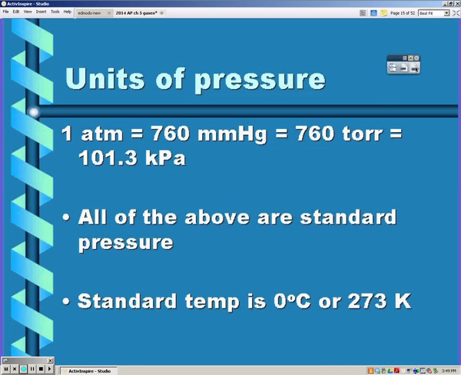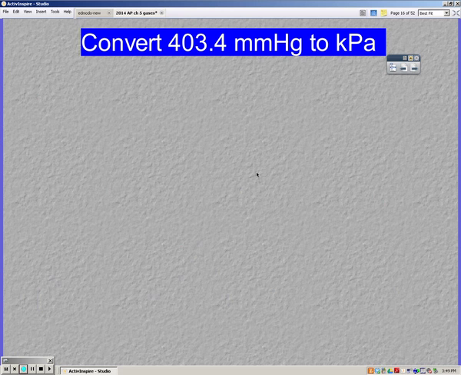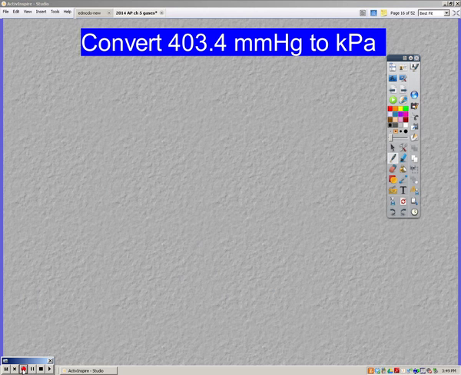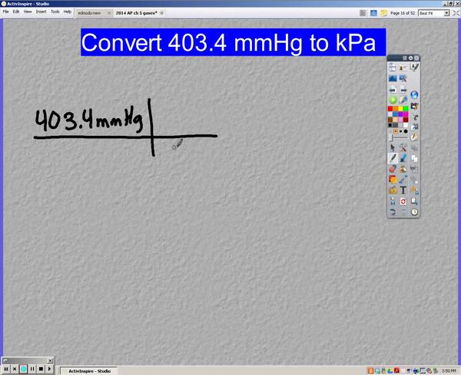All of those are standard pressure. Standard temperature would be 0 degrees Celsius or 273 Kelvin. You'll need to be able to convert between pressures. So if you've forgotten how to do so, remember that you start with what you're given. Units, what you're given on bottom, and what you're converting to on top.